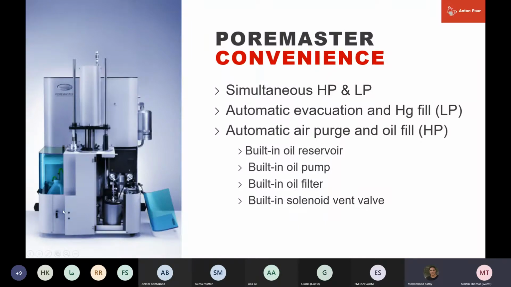So the operator never has to pour oil, adjust the oil level, or manually bleed the system. It's a completely automatic system, but it is an essential part of high quality data. We can't get high quality data if we leave air in the hydraulic system. But once the operator presses start, everything is done by the instrument.